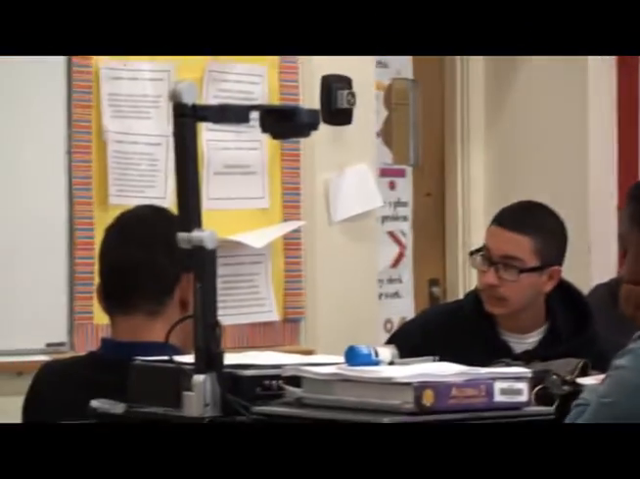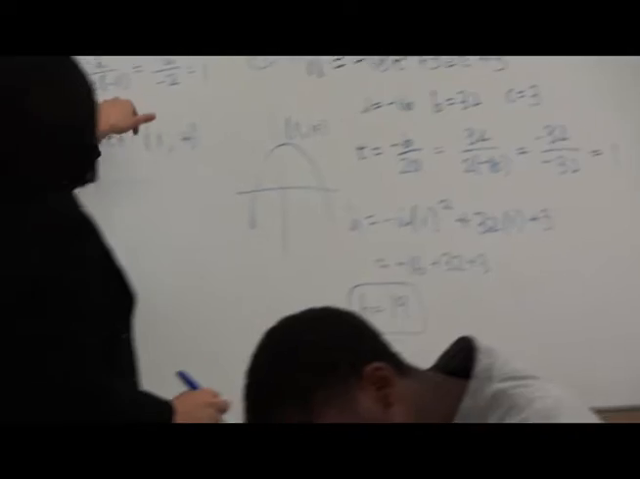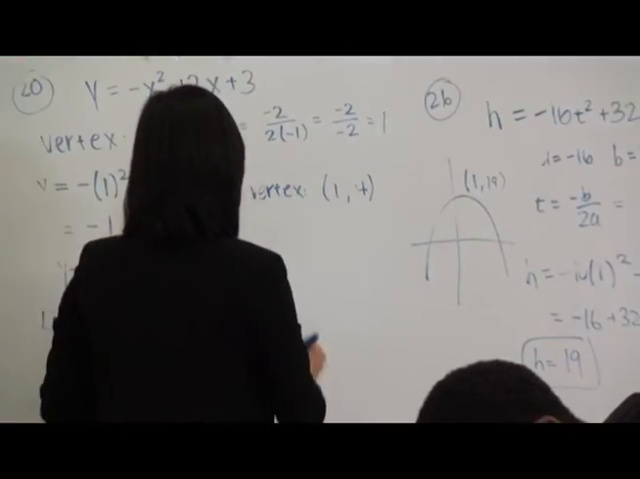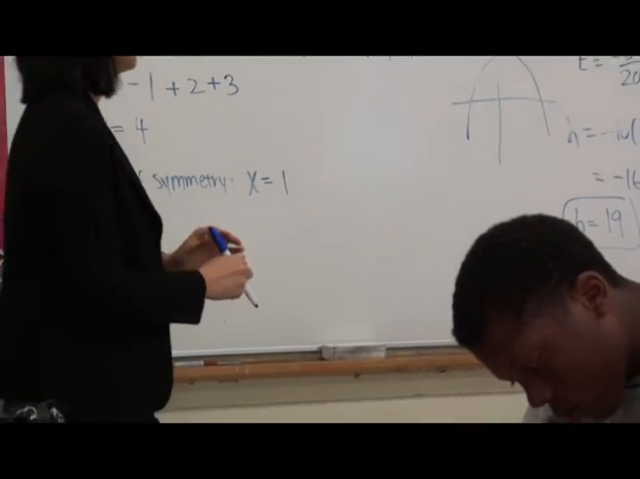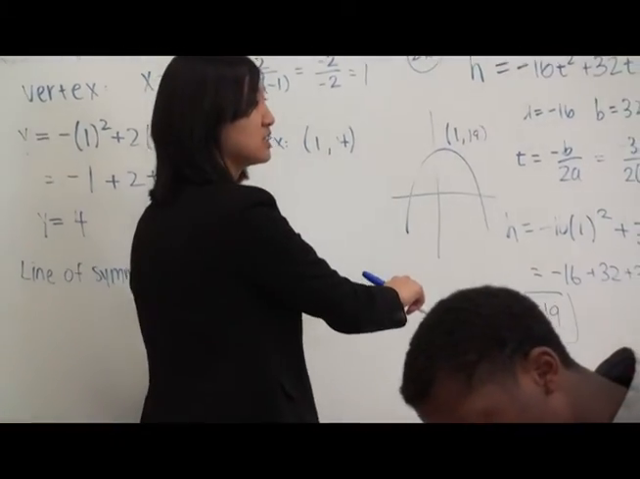It would just be the same x coordinate as our vertex. Since we found it here, it's x equals negative b over 2a, so our line of symmetry is x equals 1.